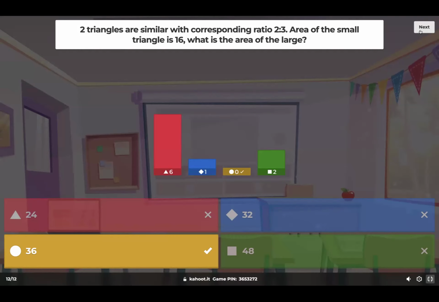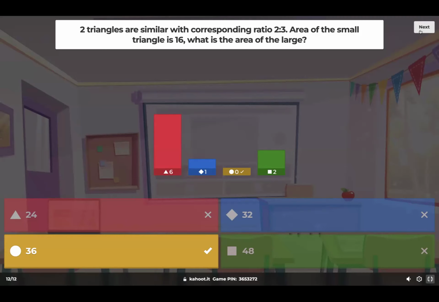Yes, exactly. I can see why a lot of people chose red, because you might expect, oh, if the corresponding side ratio is 2 to 3, then surely the area is 2 to 3 as well, right? But that's actually not true. Actually, it would be 2 squared to 3 squared. So it'd actually be a 4 to 9 ratio for triangle area.